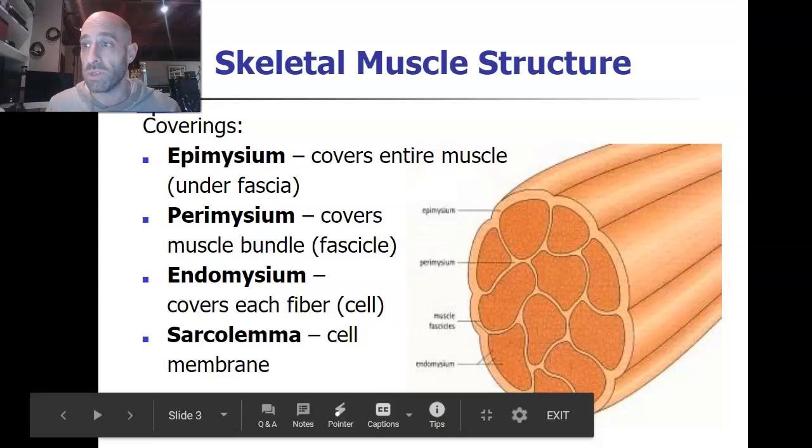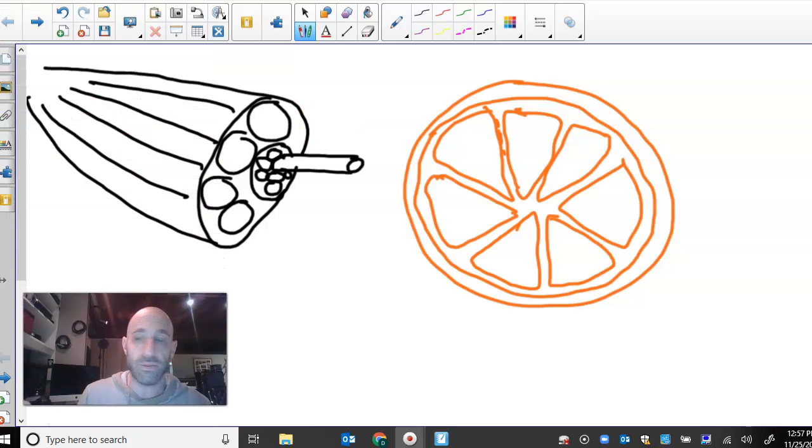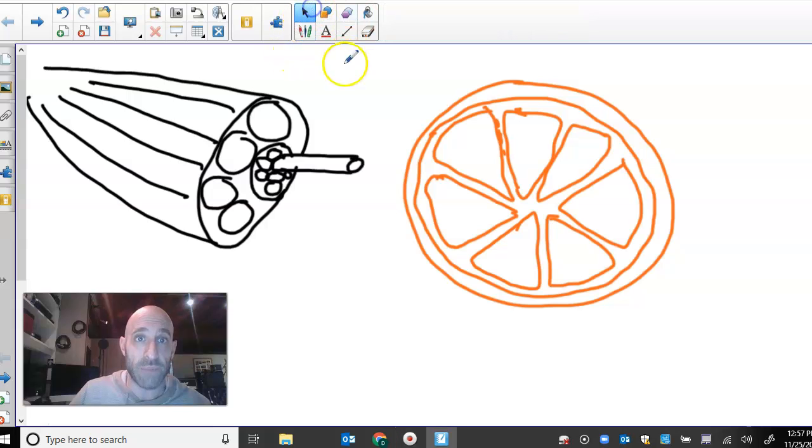So let me just show it to you in a diagram here that might make some sense. As you can see, I did a little bit of artwork. Don't judge me on my art. It's not that impressive, but it'll do the job. If you take a look here, what we have is what you just looked at. This would be one full muscle. The fascia is on top, and below that we have our epimysium, our perimysium, and our endomysium.